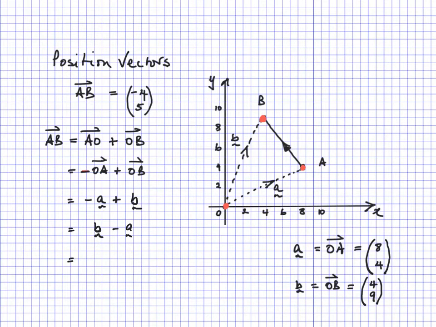So small b underline has components 4, 9, and then minus 8, 4, and 4 take away 8 is minus 4, and 9 take away 4 is 5. And lo and behold, we have exactly the same answer as we got up here. What we can say in general, this line is very important here.